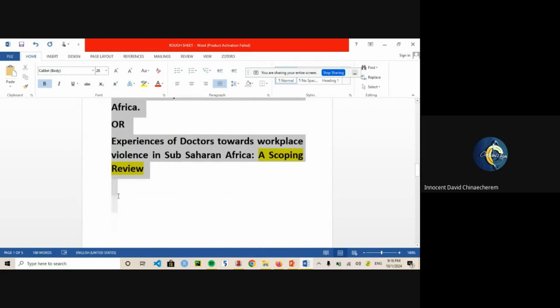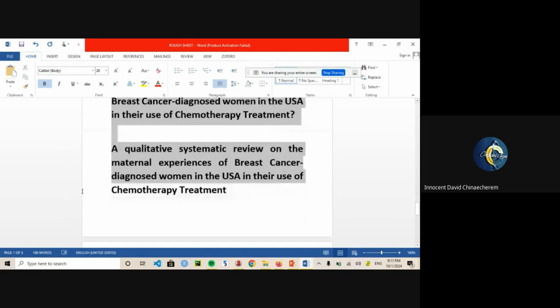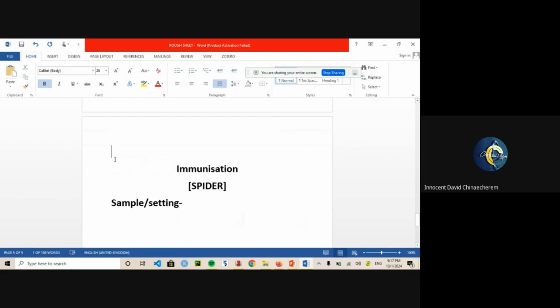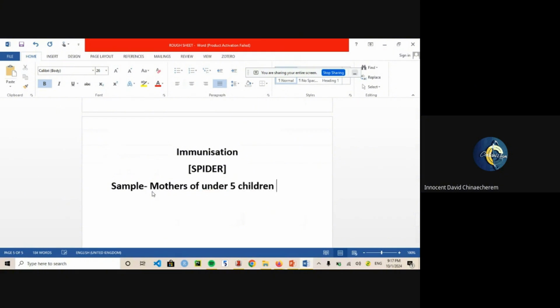And this is one important thing you need to know. When you're formulating your research question, you need to have a particular location in mind. That makes your question what? More specific and more detailed. So now, what I'm going to do is take out the setting here. I'm trying to formulate my research question using the SPIDER framework. So I'm going to say the sample of interest here is going to be mothers of under 5 children in Nigeria, right?